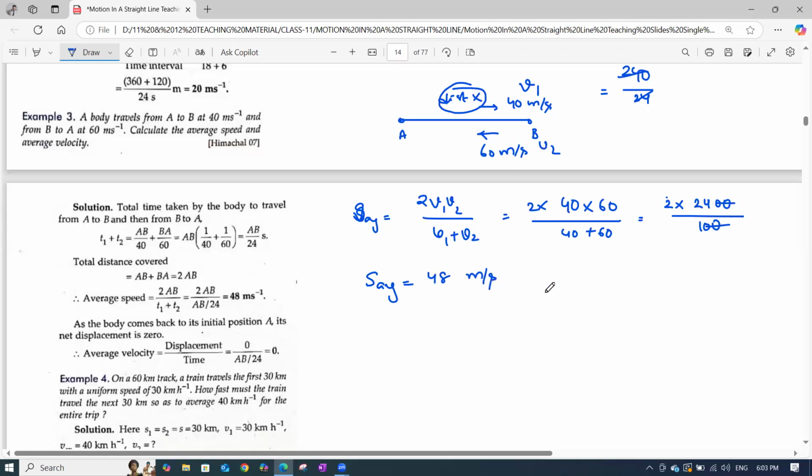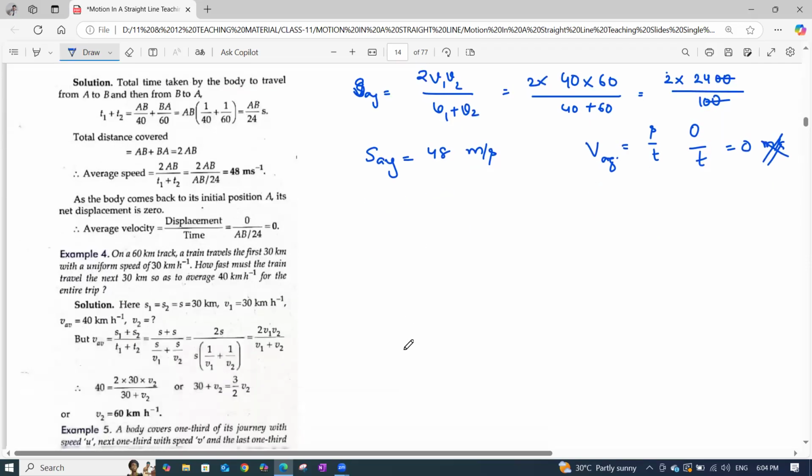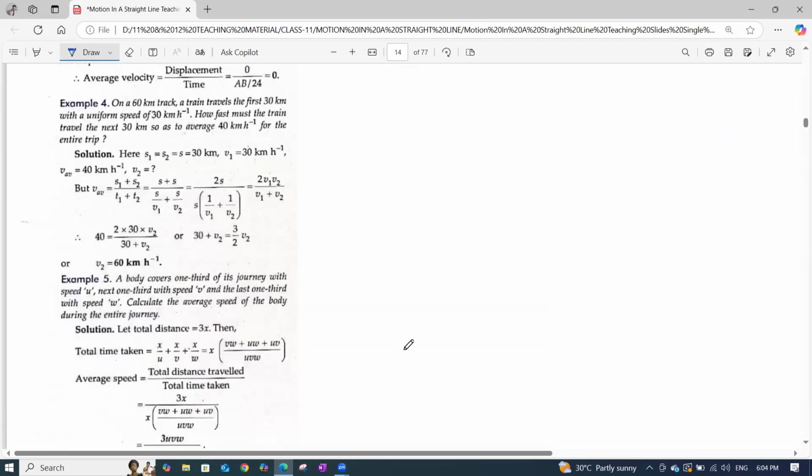Now they are asking V average. What is average velocity? Displacement by time. The starting point is A, it is moving forward and coming backward. The ending point is also A. If the starting point and ending point are both the same, then displacement is 0. 0 by anything is 0. That is 0 meter per second. So the answer is 0.